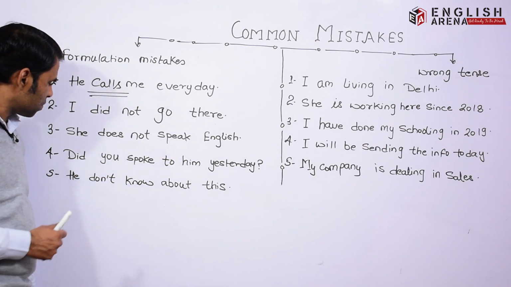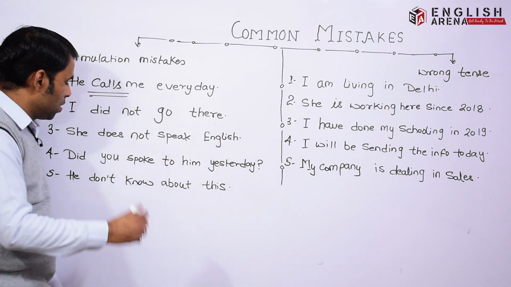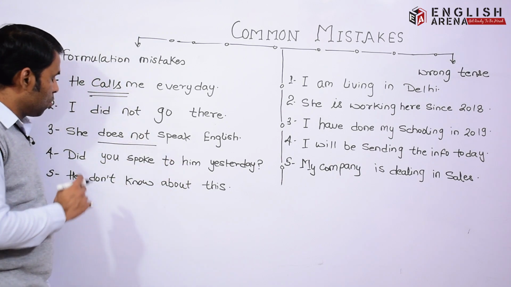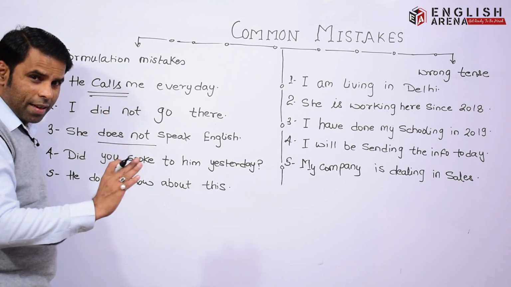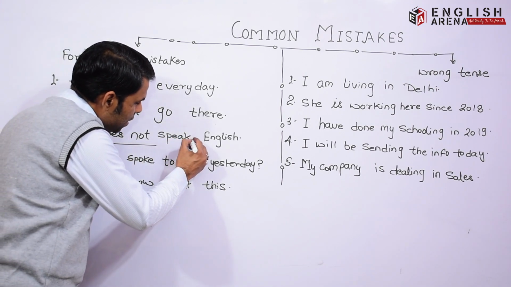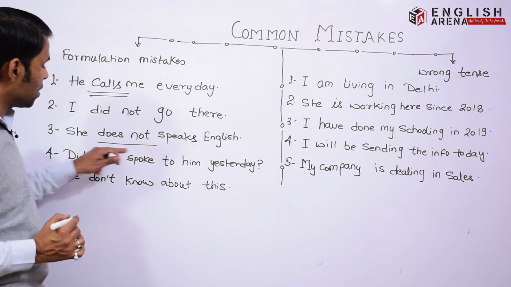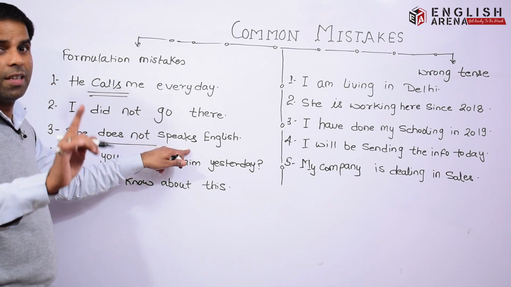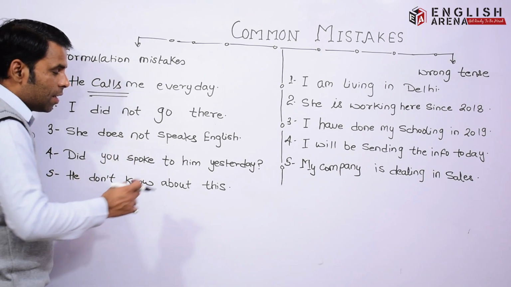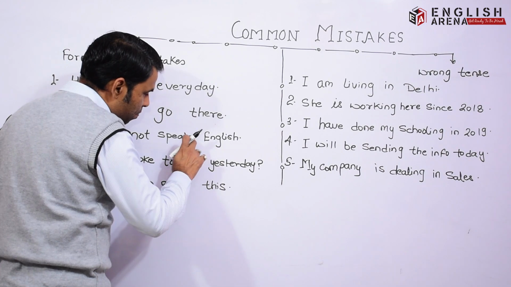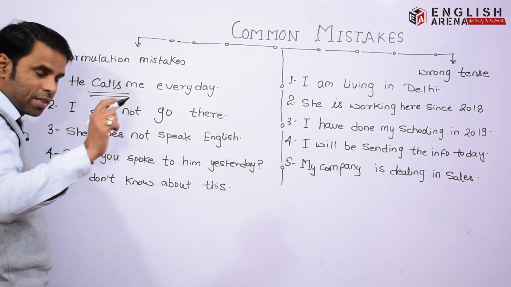Let's talk about this one. It says she does not speak English. You can also say doesn't, so she doesn't speak English. Is there any problem? The sentence is correct. But sometimes people say he doesn't speaks English, or she doesn't speaks English. That is incorrect, guys, because in present simple tense, when you use do or does, you don't add s or es with the first form of the verb. So the right sentence would be, she does not speak English. So that sentence was correct.